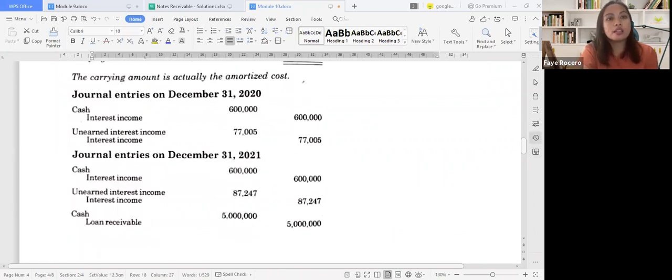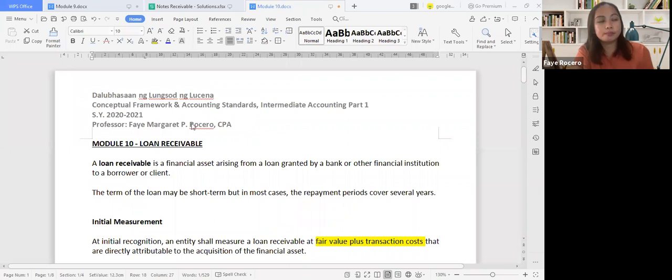And then to further understand, then we need to solve some problems on loan receivable.